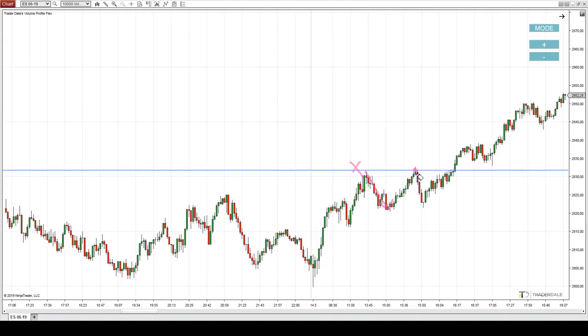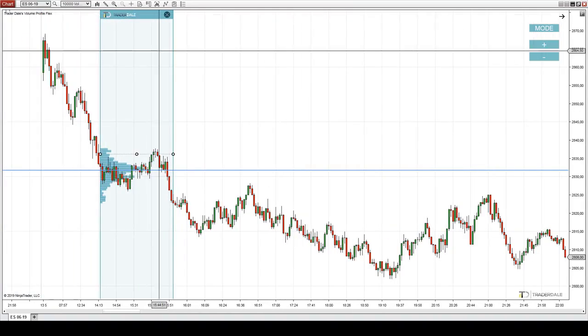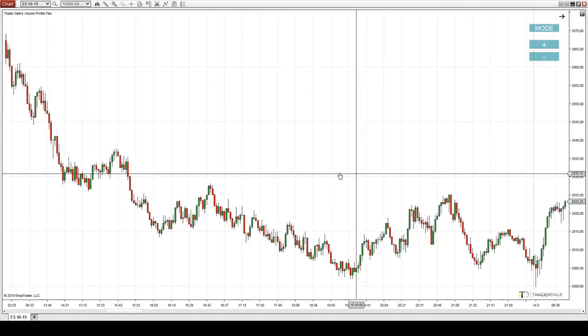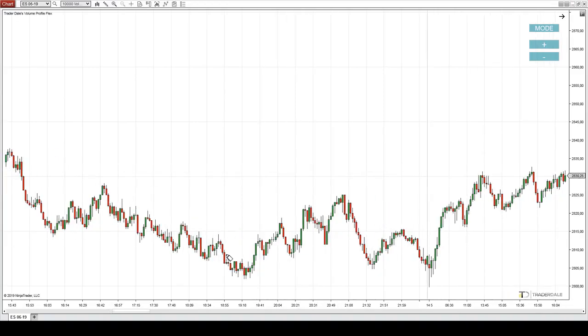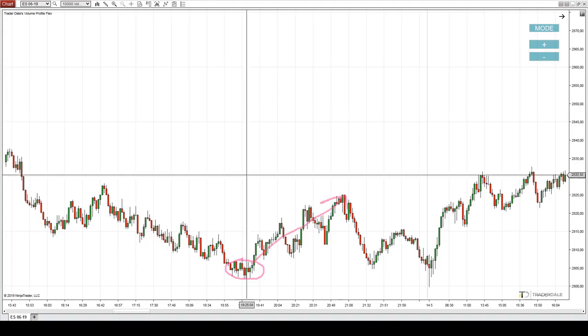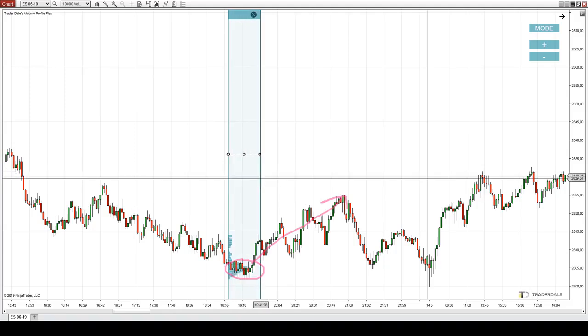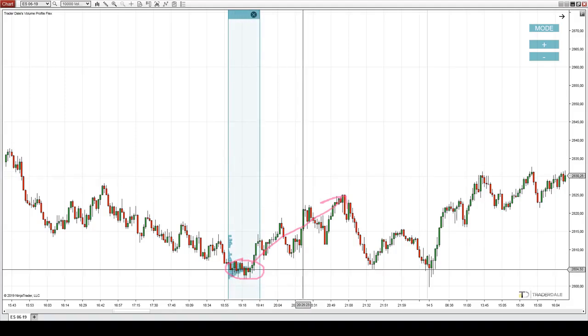As you can see, the second test worked and there was a nice reaction to the level with the second test. All right, so let's go back. And then there is this nice rotation followed by buying activity. So I use the profile over this rotation to see where the volumes were. Wasn't here. So you wait for a pullback, go long from there. All right, pretty simple.